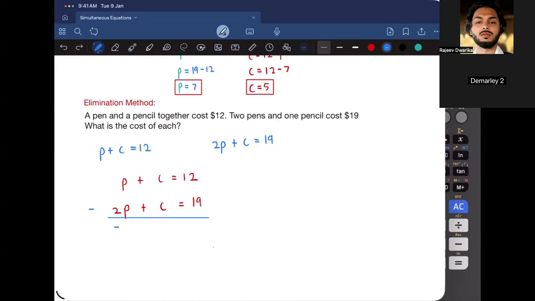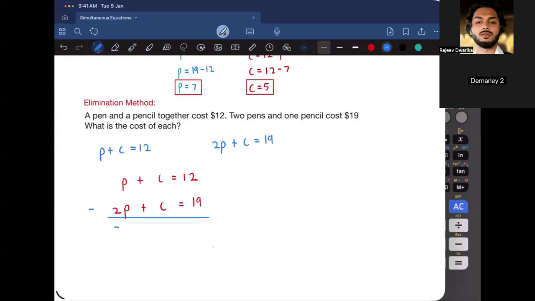Yeah. So what I'm saying is minus 2P plus P is equal to minus 1P. Look at where the negative is. Is it by the smaller number or the bigger number? Where is the negative by? The bigger number. So you're going to get a negative answer, right? Yeah.